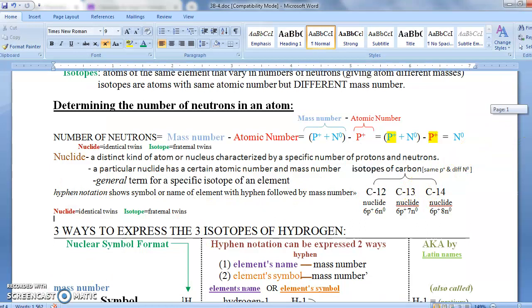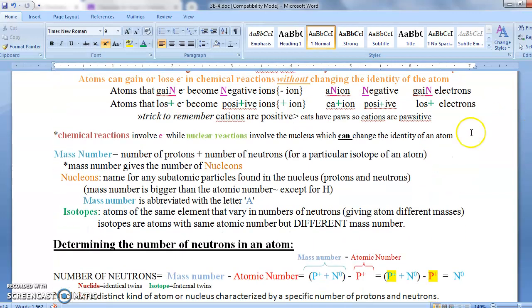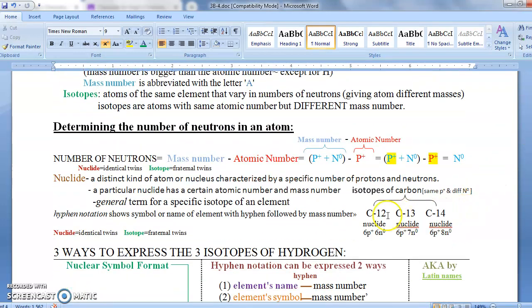So what have we talked about so far? We've talked about atomic number, a very important number. It's the number of protons in the nucleus. It identifies who the atom is, and for neutral or normal atoms, it also tells you the number of electrons. Mass number, abbreviated by the letter A, tells you the number of nucleons. Nucleons are the protons and neutrons in the nucleus. Mass number relates to a particular isotope of the atom. Isotopes are the different forms of the atom.